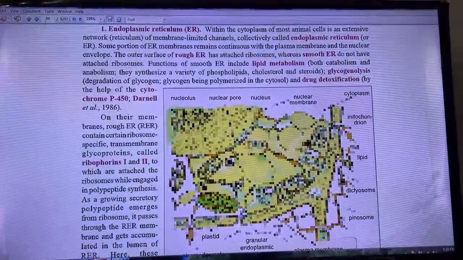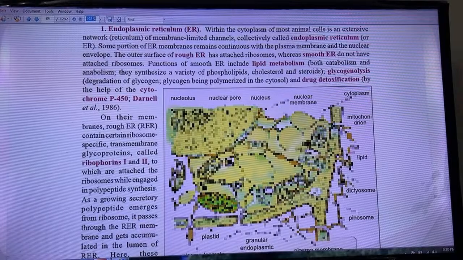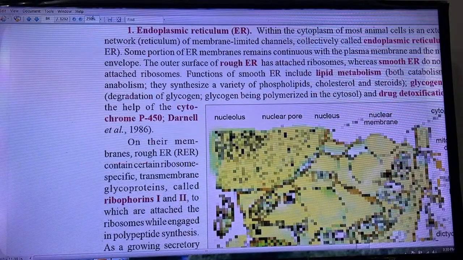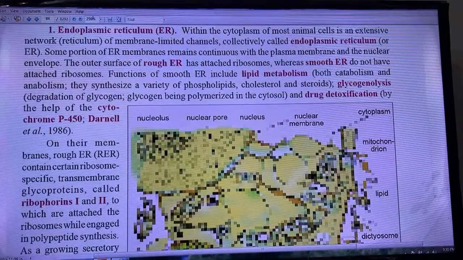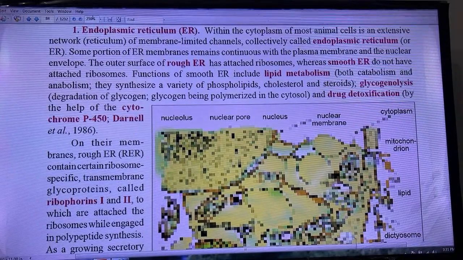Cell organelles. Endoplasmic reticulum. Within the cytoplasm of most animal cells is an extensive network of membrane-limited channels, collectively called endoplasmic reticulum (ER). Some portions of the endoplasmic reticulum membrane remain continuous with the plasma membrane and the nuclear envelope.